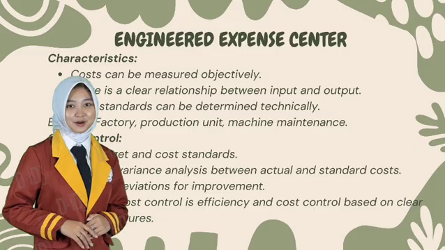The second is discretionary expense center. This is a unit whose costs cannot be directly linked to output. Its characteristics include the absence of a measurable relationship between costs and results, performance is assessed qualitatively, and costs are determined by management. In budgeting, we use managerial considerations, such as incremental or zero-based budgeting.